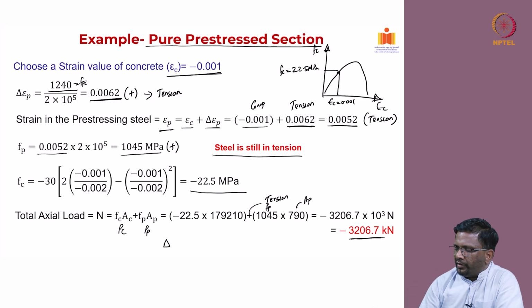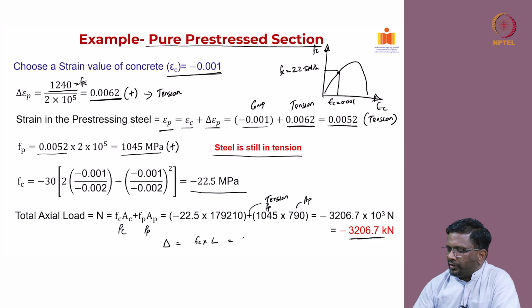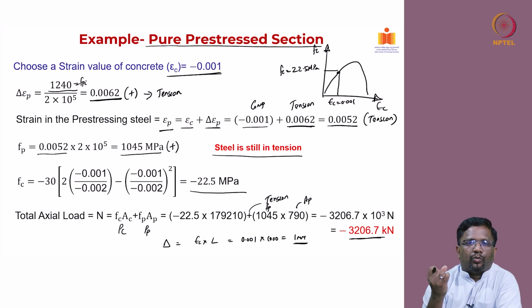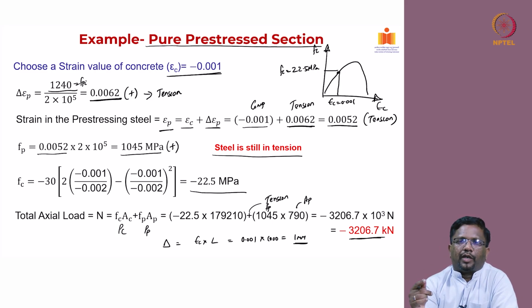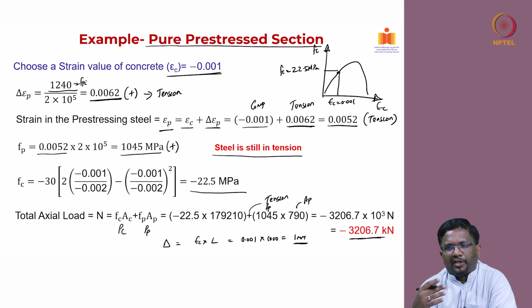This is for one value. Now, what is delta? Delta is nothing but epsilon C into L, which is 0.001 times 1000, giving me 1 millimeter. So, I get one delta and one load value N. I can repeat this process for other strains and get the entire load deformation behavior.